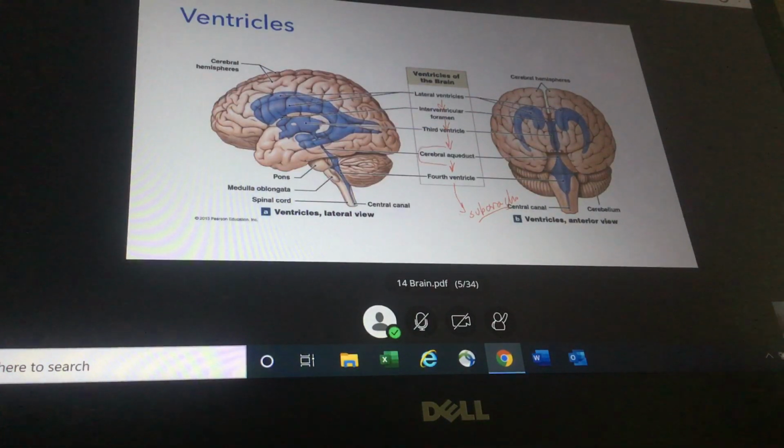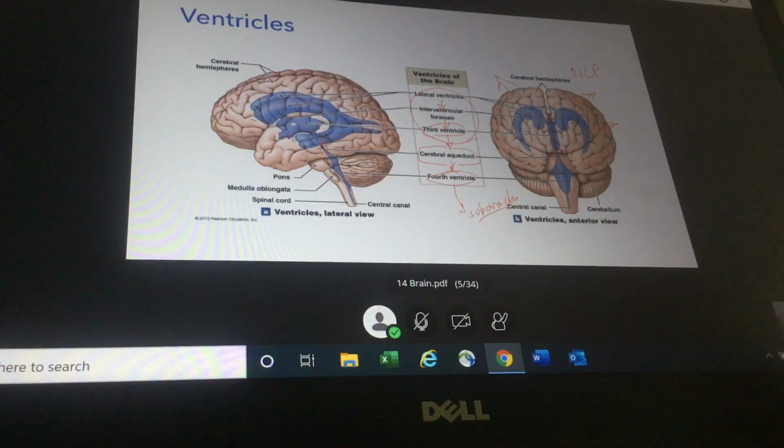But if this cerebral aqueduct gets clogged, it's very skinny, it's very, very thin. If it gets clogged, it will prevent fluid from flowing from the third ventricle down to the fourth ventricle, and that can cause all of these ventricles to swell, and it can actually cause the brain to swell too. So this is another cause of that increased intracranial pressure, increased ICP. Okay, very dangerous, very dangerous.